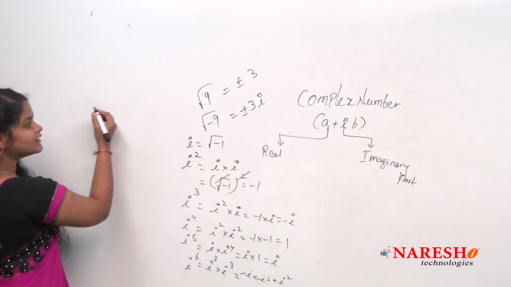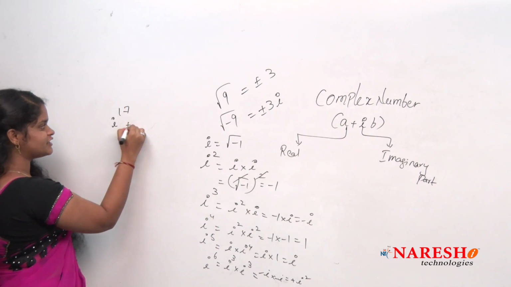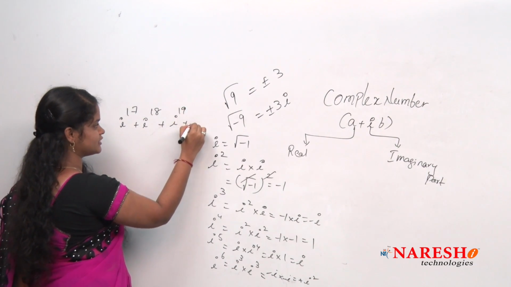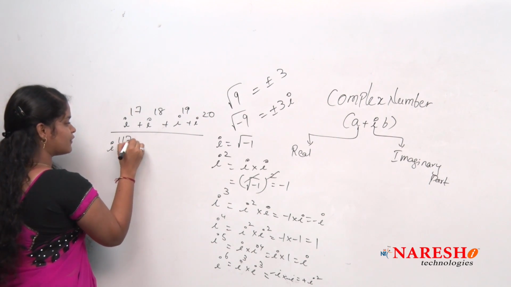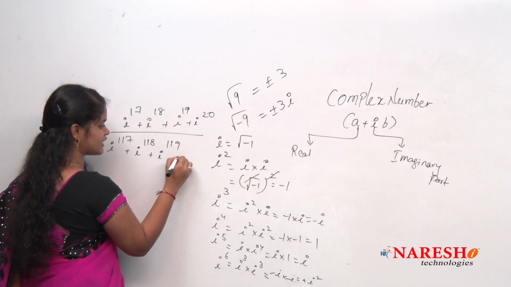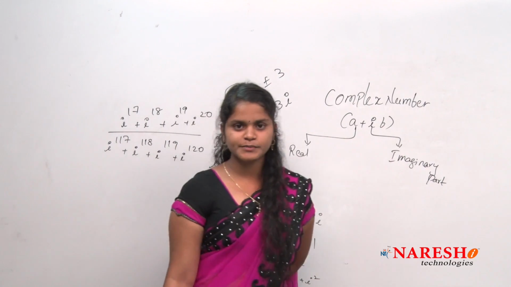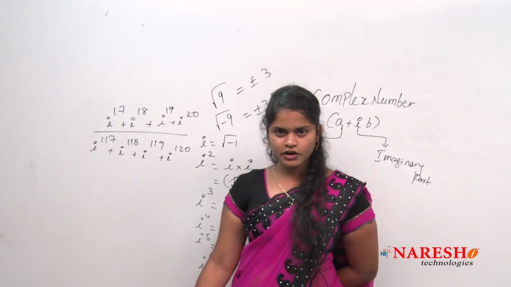There is a question asked in TCS. It is like i to the power of 17 plus i to the power of 18 plus i to the power of 19 plus i to the power of 20, divided by i to the power of 117 plus i to the power of 118 plus i to the power of 119 plus i to the power of 120. This question came in TCS. Before solving this question, I'll tell you the logic.